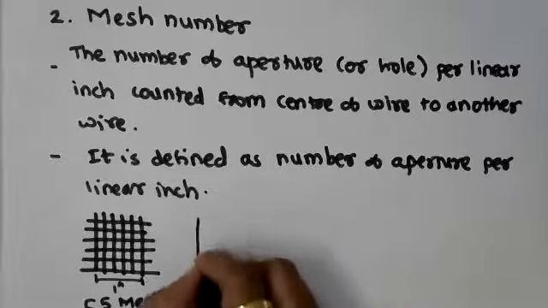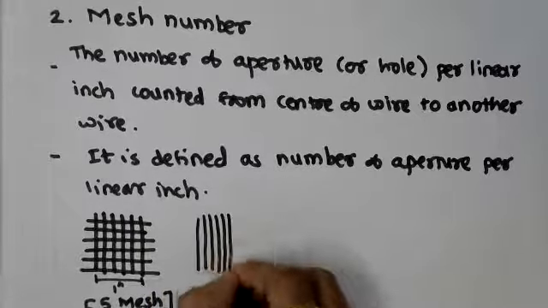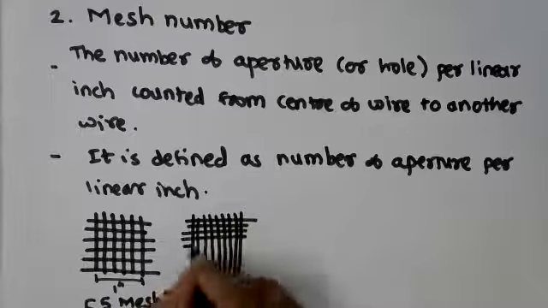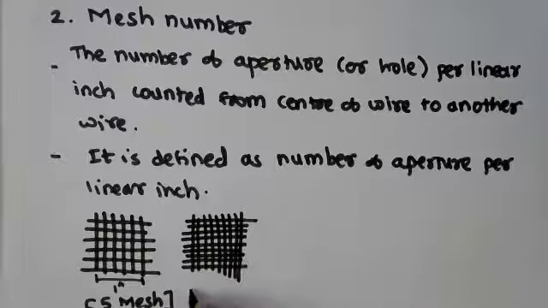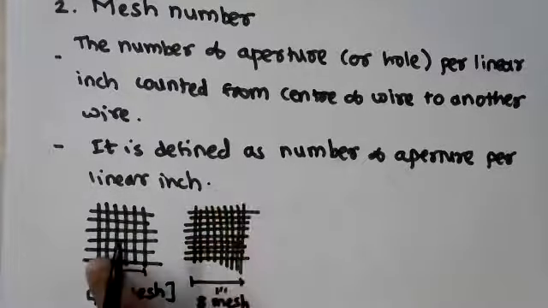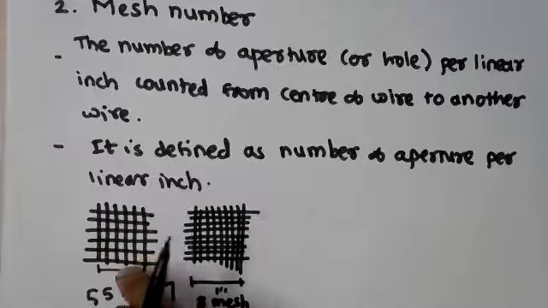Suppose I have started from the center of a wire and taken 1 inch distance, and now I am counting the holes. 1, 2, 3, 4, 5, 6, 7, 8. So the mesh number is 8. In this way, it is the number of apertures per linear inch counted from the center of one wire to another wire in a linear direction.